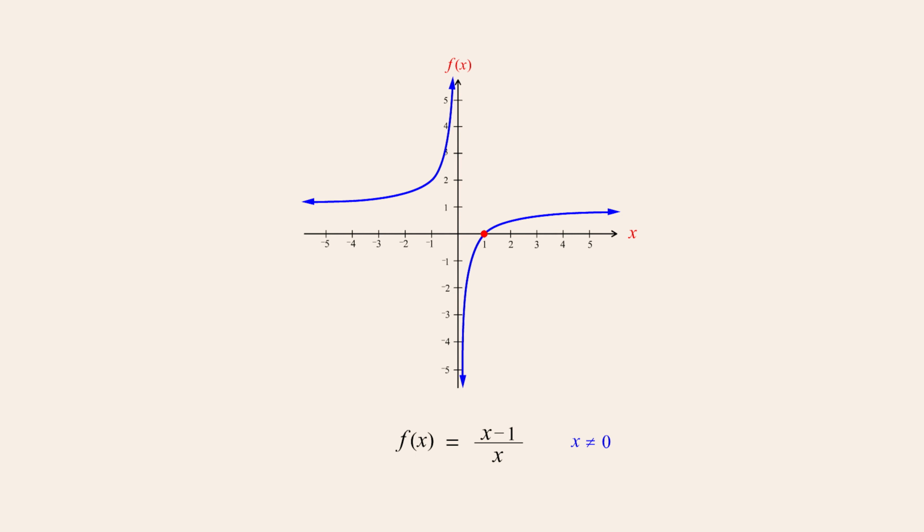If we change the numerator from x minus 1 to x minus 1/2, the x-intercept moves closer to the vertical asymptote. Changing the numerator to x minus 1/4 moves the x-intercept even closer to the vertical asymptote. If we continue bringing the 0 of the numerator closer to the denominator 0, the x-intercept will continue to approach the vertical asymptote.